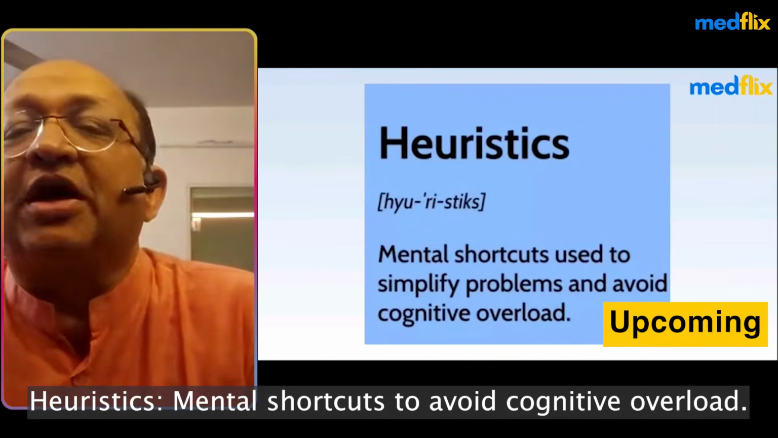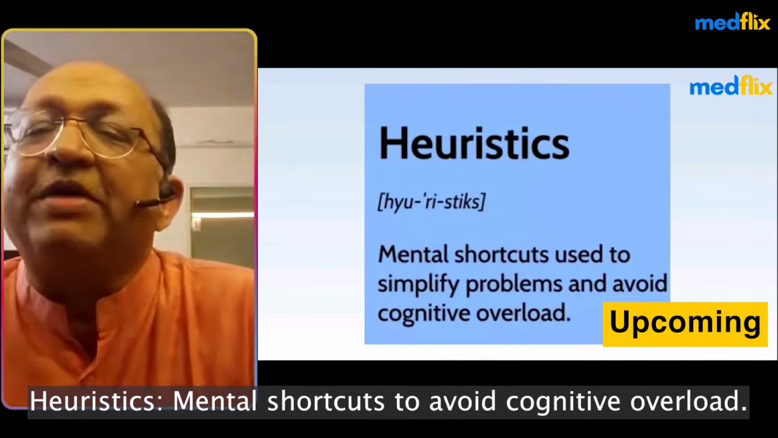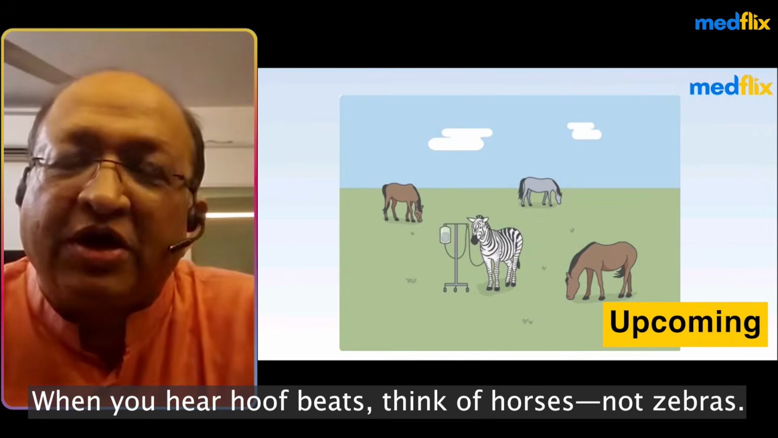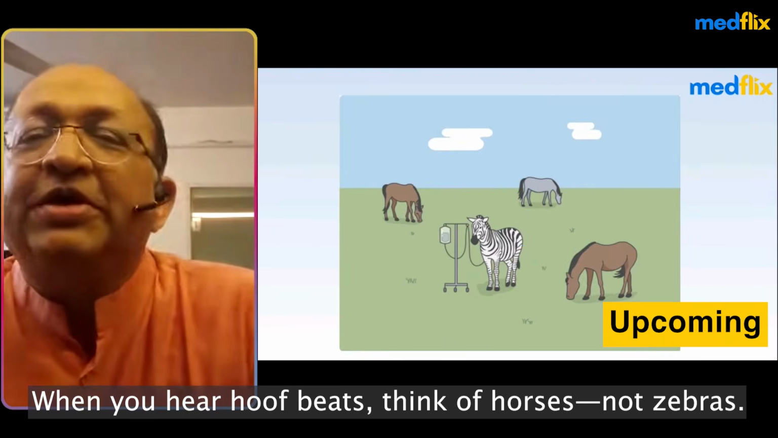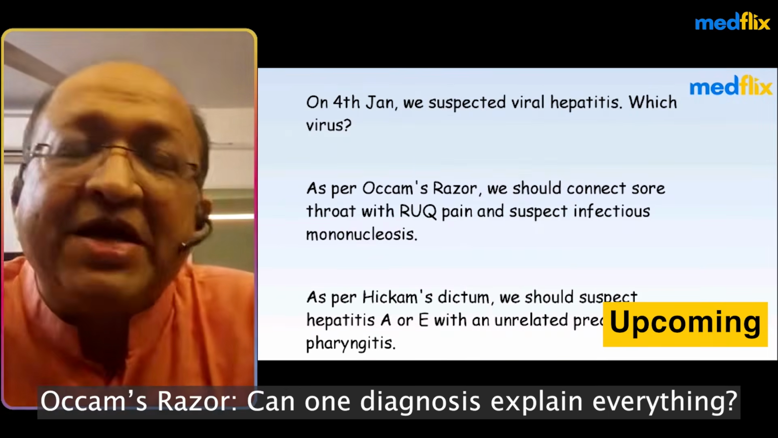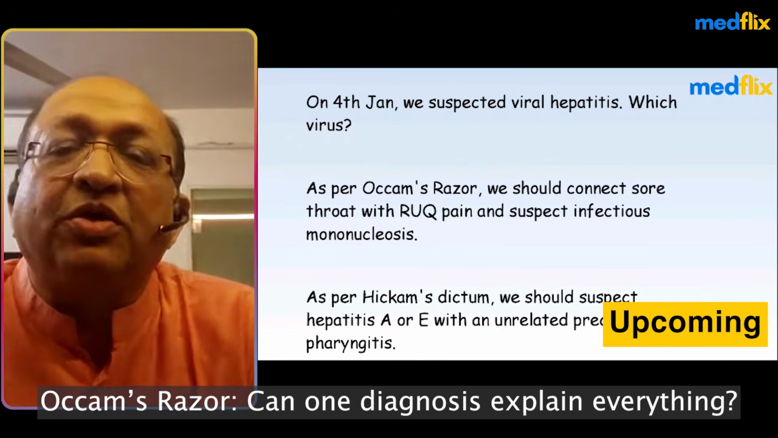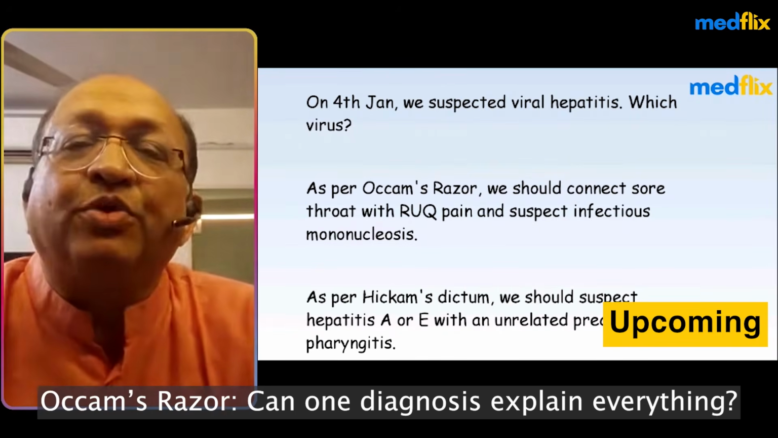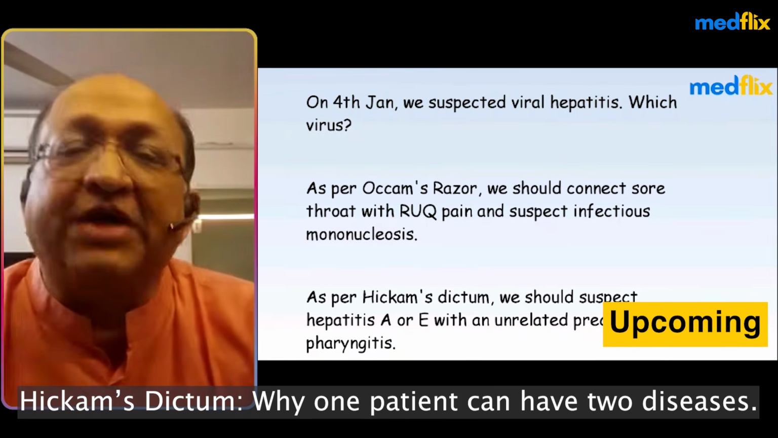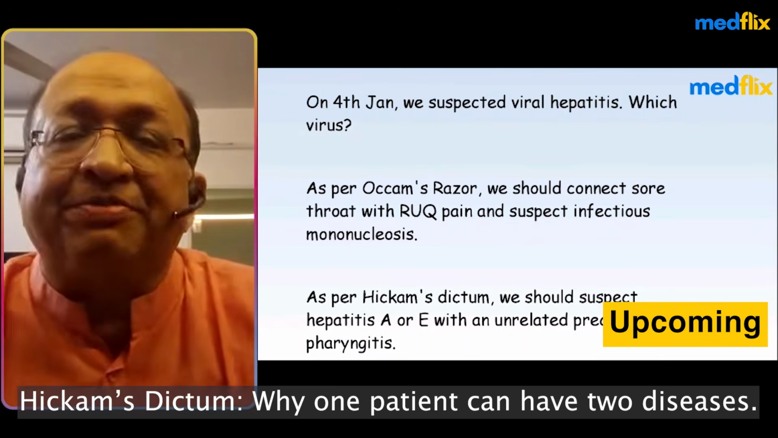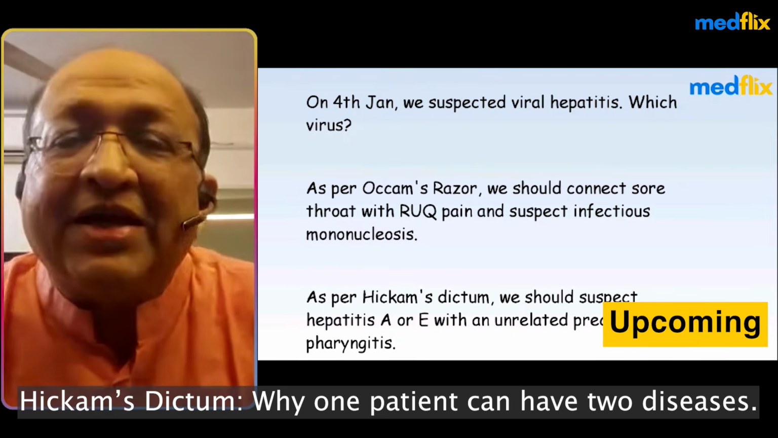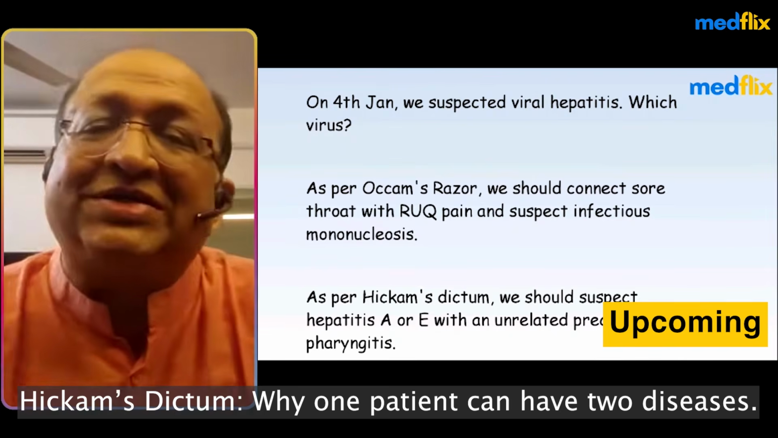The definition of heuristics is mental shortcuts used to simplify problems and avoid cognitive overload. The heuristic is: when you hear hoofbeats behind you, think of horses, not zebras. Occam's razor means that you should connect the throat symptoms with the right upper quadrant pain and come to a common diagnosis. But Hickam's dictum says that if they have separate symptoms with separate locations and separate times of onset, they can be due to two different causes.